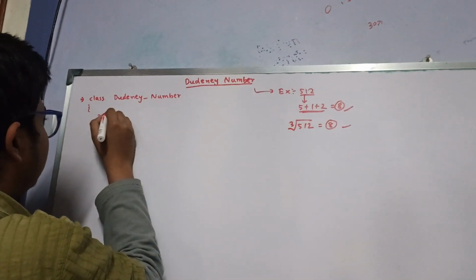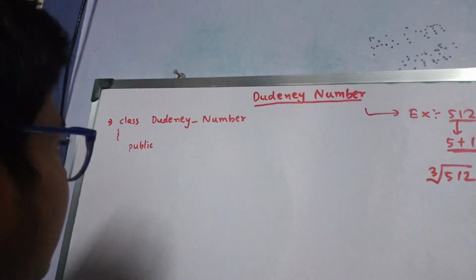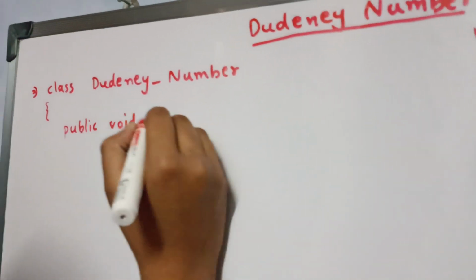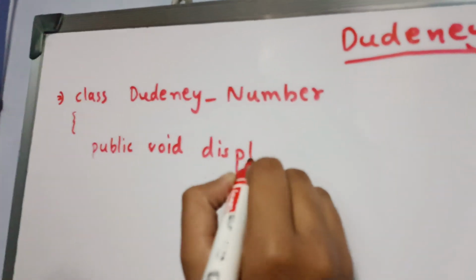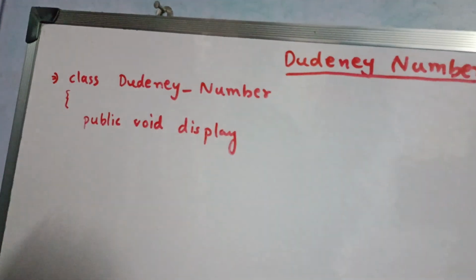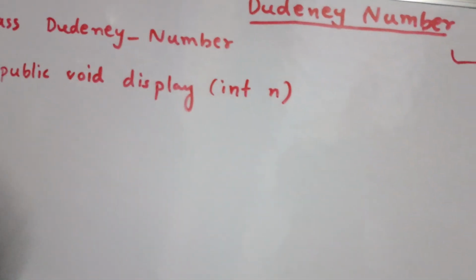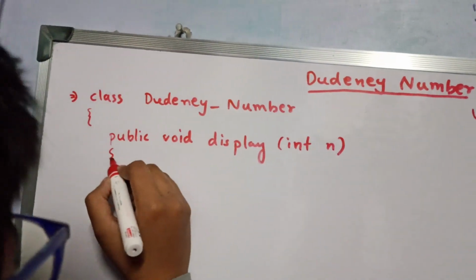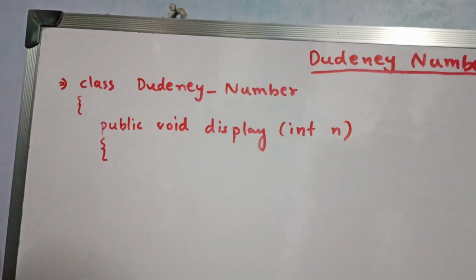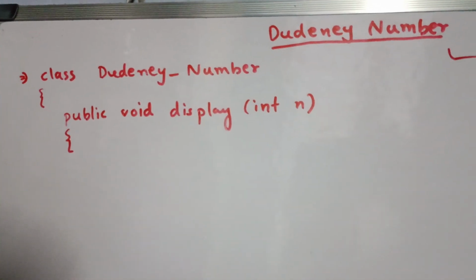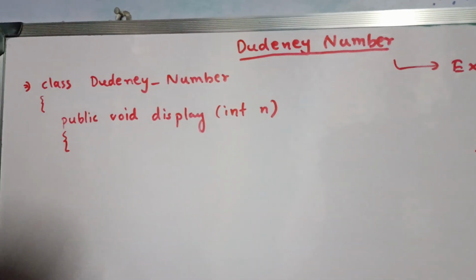Next I will declare a public method with void return type, and then I will input an integer type number, int n. These are the basic syntax of doing a number related program. Now we will begin with the logic.